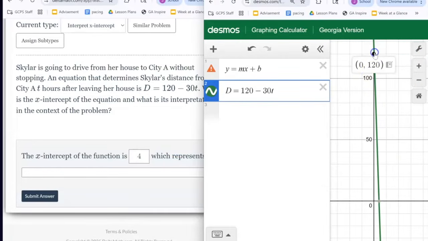She starts over here, right? And she's driving. This is time, right? And then this is the distance from her house. So as she's driving, she's getting closer and closer to the house. What happens right here?